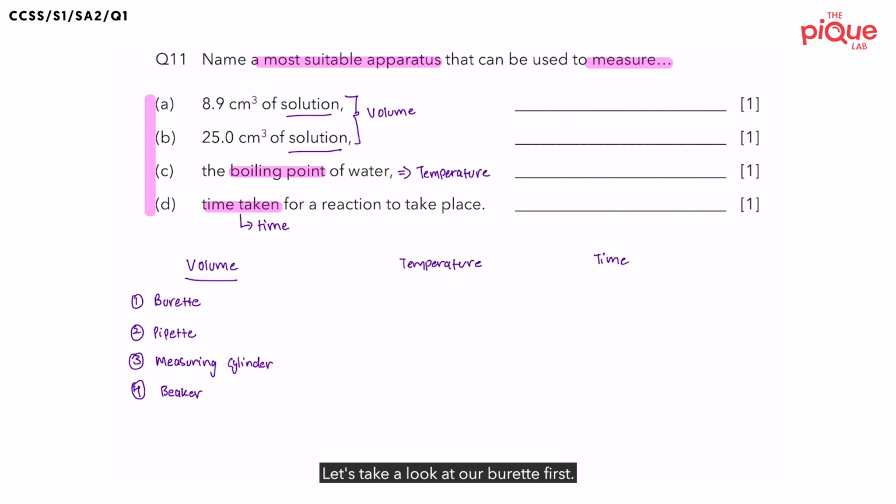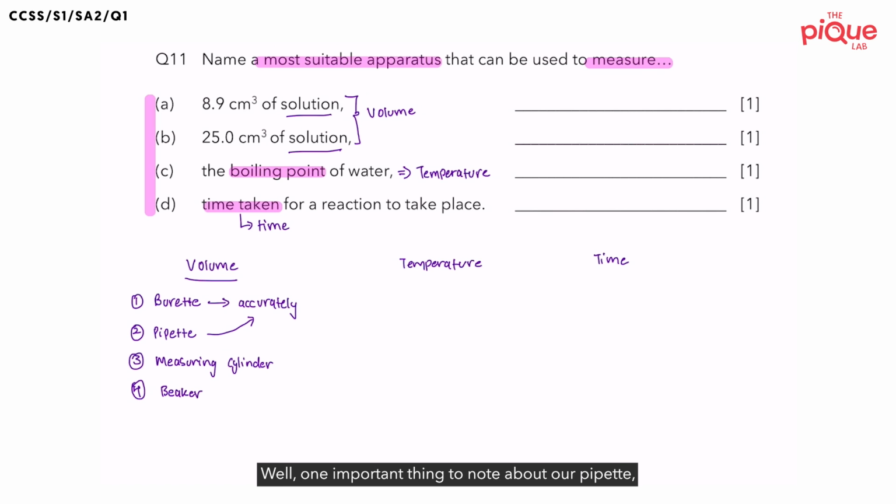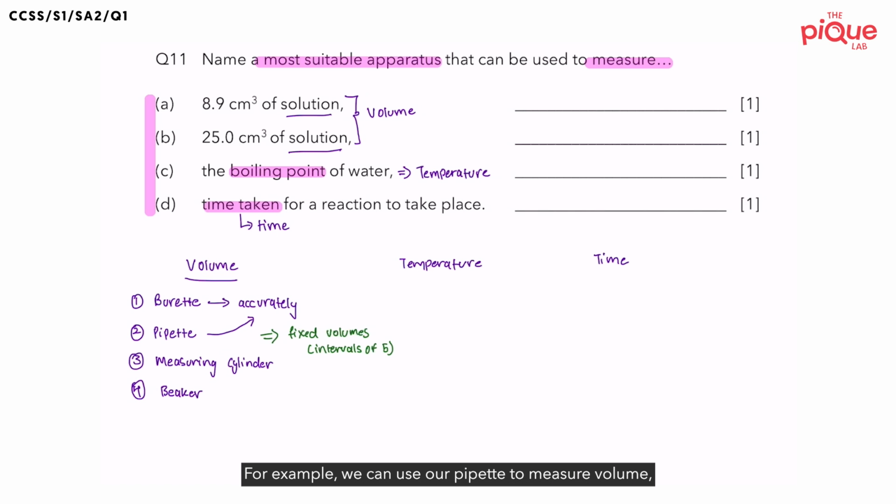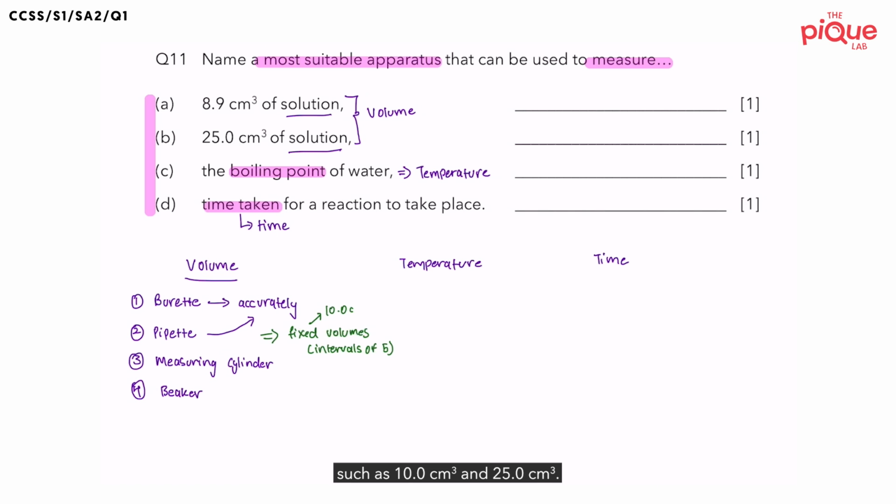Let's take a look at our burette first. Over here, our burette, we know that it is used to accurately measure volumes of solutions. How about our pipette? Our pipette is also used to accurately measure the volume of solutions. With that being said, then what is the difference between the burette and the pipette? Well, one important thing to note about our pipette is that it is used to measure fixed volumes of liquids. And these fixed volumes of liquids come in intervals of 5. For example, we can use our pipette to measure volumes such as 10.0 cm cube and 25.0 cm cube.